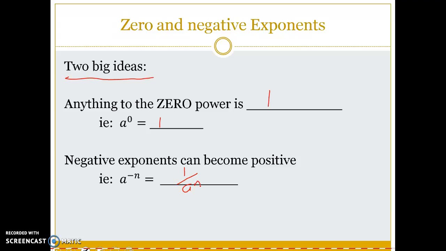Two examples. Let's say we have 7 to the negative second power. Well, that's 1 over 7 to the positive second power. That's 1 over 49.